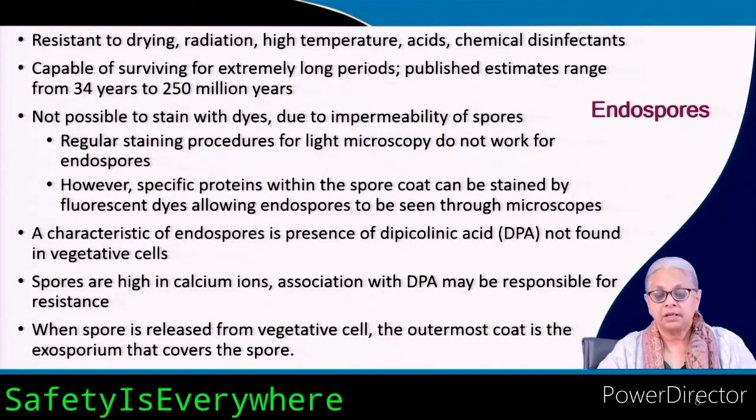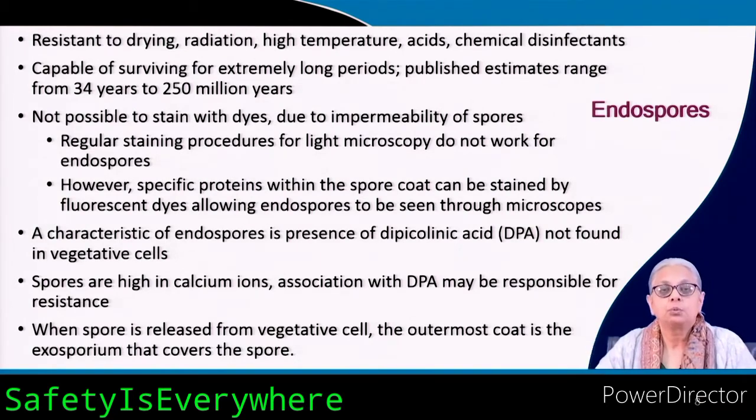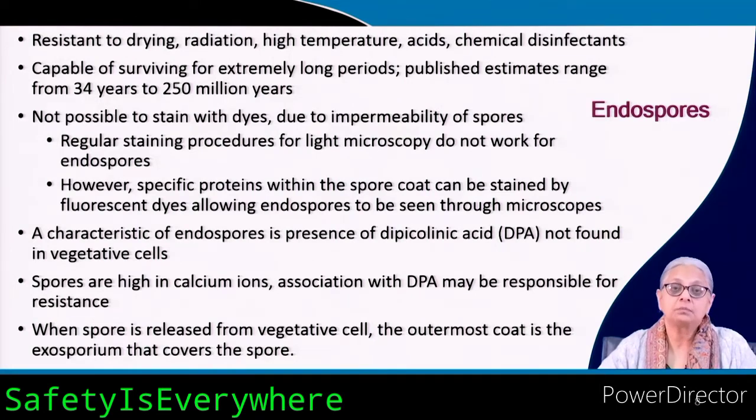Then we come to endospores. Endospores are what the bacteria create when they are in an extremely hostile environment. So let's say there is less moisture, or there is harmful radiation, or the temperature is too high, or the acid concentration in the environment is too high, meaning the pH is too low.